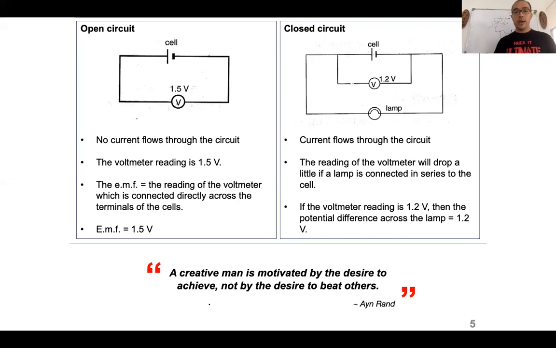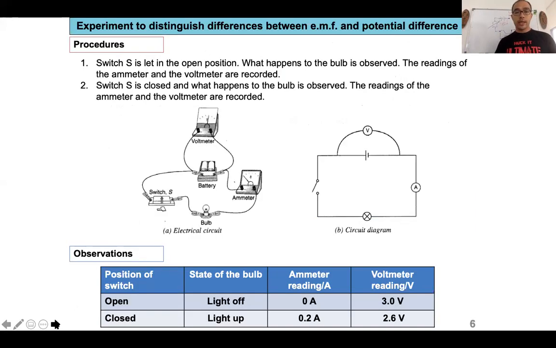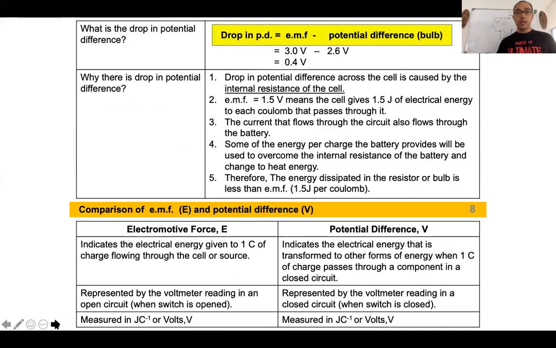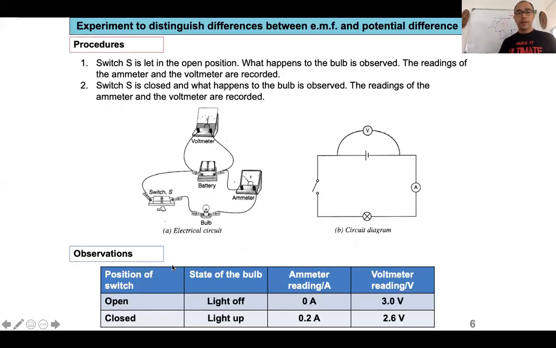And this is where we are introduced to this section now: the drop in potential difference. Just now there was 1.5 and then it became 1.2, a drop of 0.3. In this experiment, which you will do after we go back from this MCO, when the position of the switch is open, this is basically the experiment that you're going to do, but the procedure is already shortcut lah.